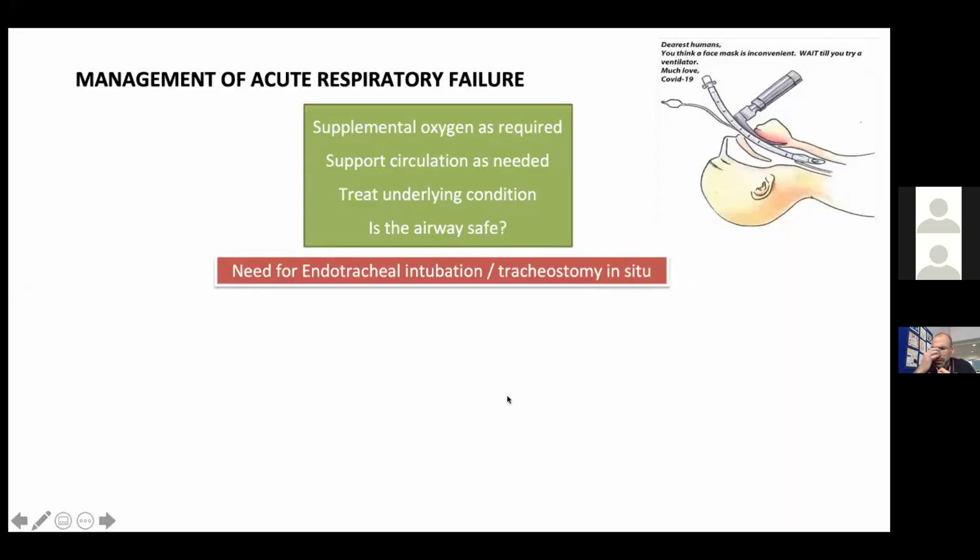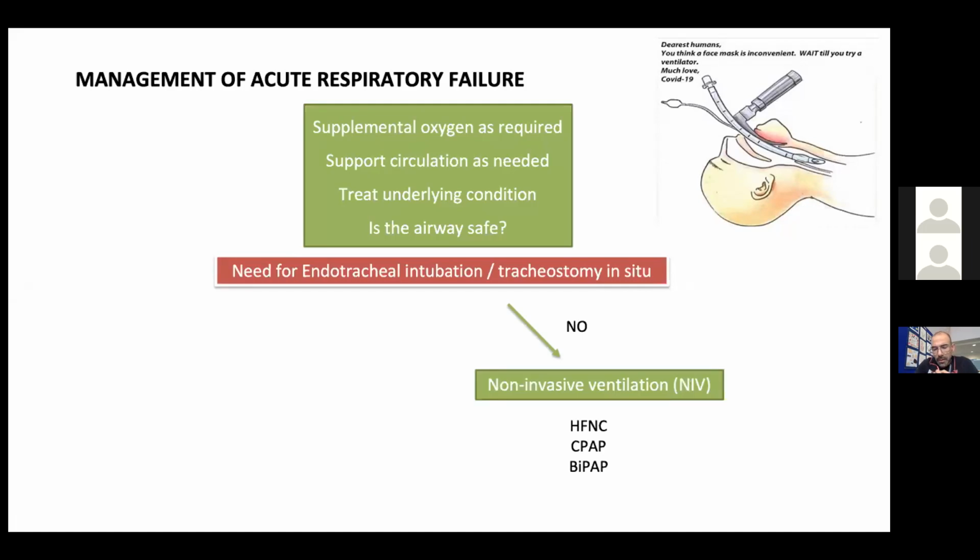So what's the management of respiratory failure? First of all, go through your ABC, provide oxygen as needed, treat the underlying condition, and get help from a senior member of your team, either an ITU consultant, a registrar, or an anesthetic registrar or consultant, in case the child needs airway protection or intubation. Then you can start by using non-invasive ventilation, which is the easiest way to go, unless the child is in impending cardiac arrest and needs intubation right now.